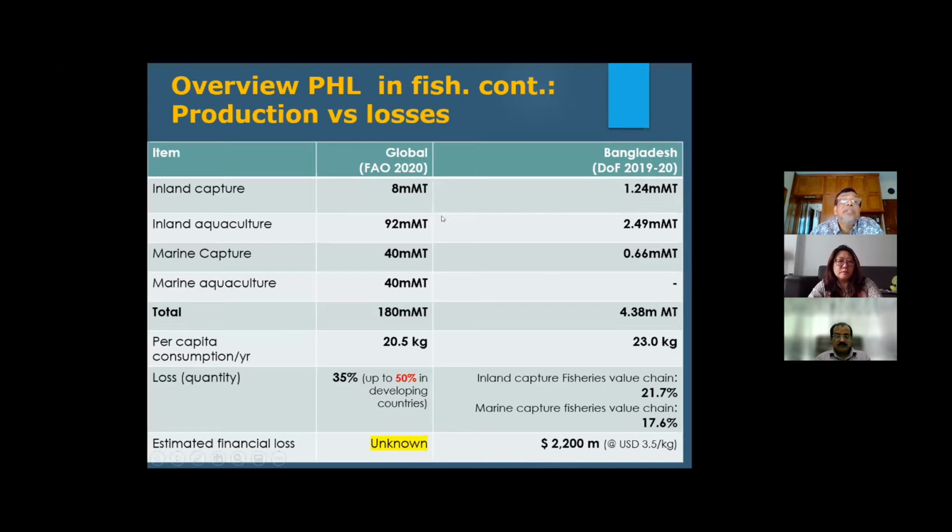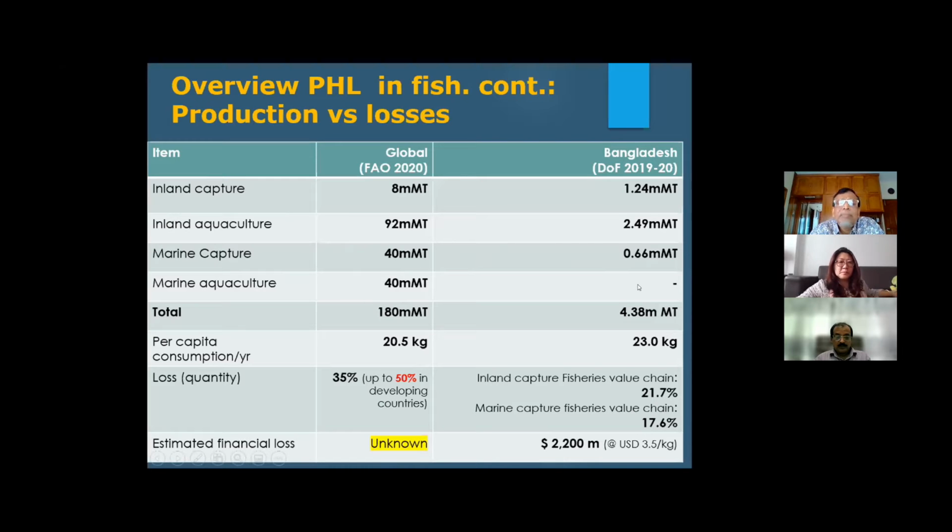Let's see some of the overview of post-production and losses. The inland capture fishery produces 8 million metric tons of fish globally, according to the FAO report 2020, but in Bangladesh we produced 1.24 million metric tons. Inland aquaculture, 92 million metric tons global production. We produced a huge 2.49 million metric tons. Marine capture fishery, 40 million metric tons global production. We produced 0.66 million metric tons. Marine aquaculture, 40 million metric tons.